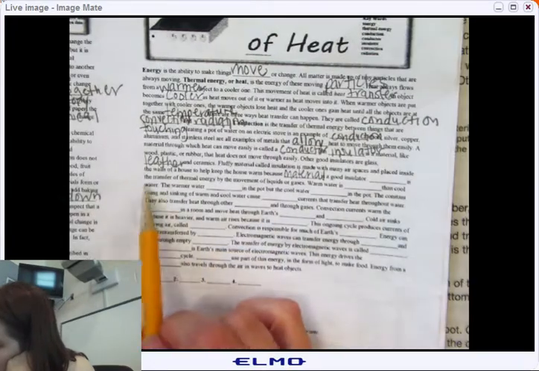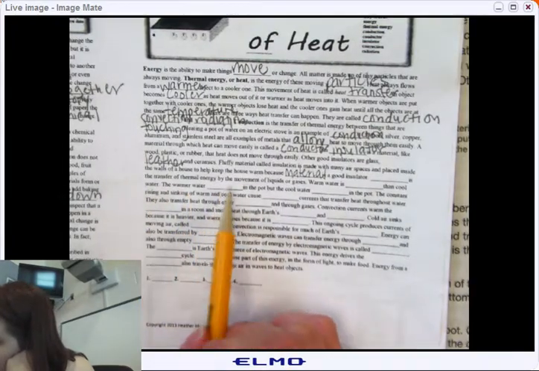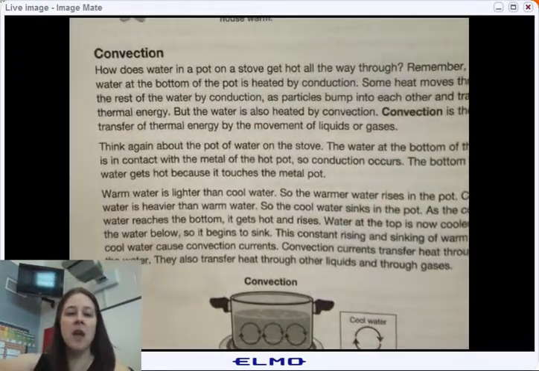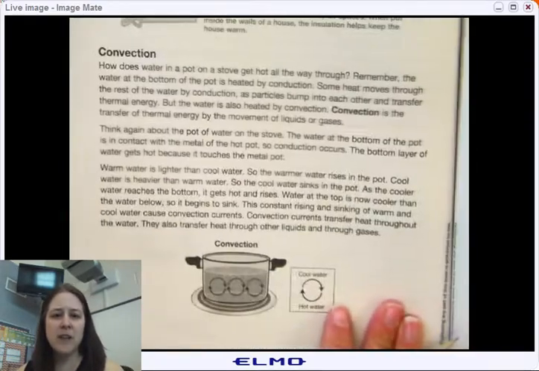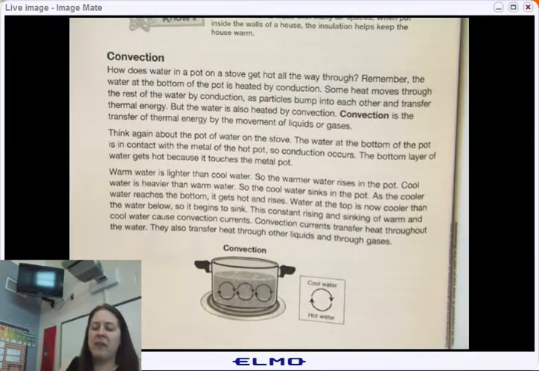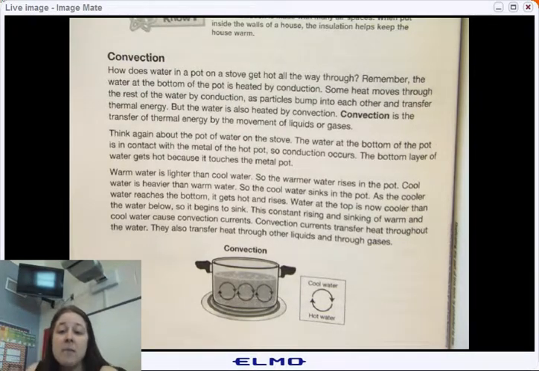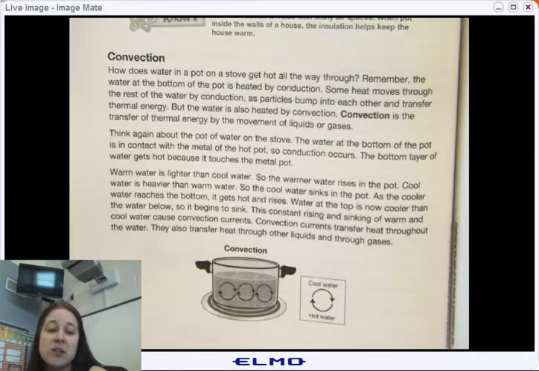Blank is the transfer of thermal energy by the movement of liquids or gases we have not gotten to. We are now moving on to convection. How does water in a pot on a stove get hot all the way through? Remember, the water at the bottom of the pot is heated by conduction. Some heat moves through the rest of the water by conduction, as particles bump into each other and transfer thermal energy. But water is also heated by convection. Convection is the transfer of thermal energy by the movement of liquid or gases.